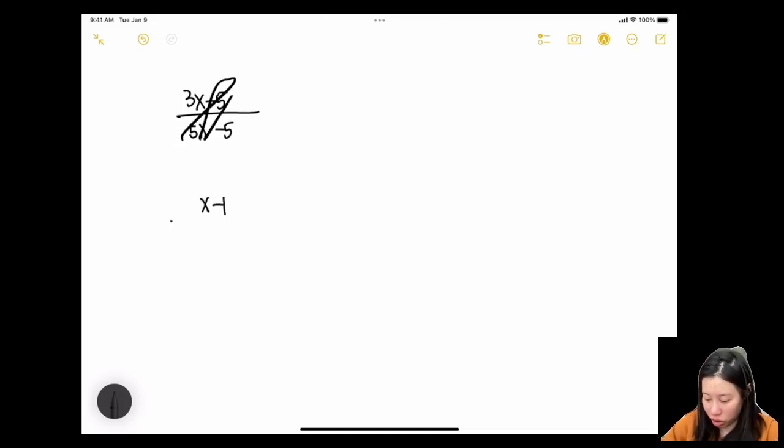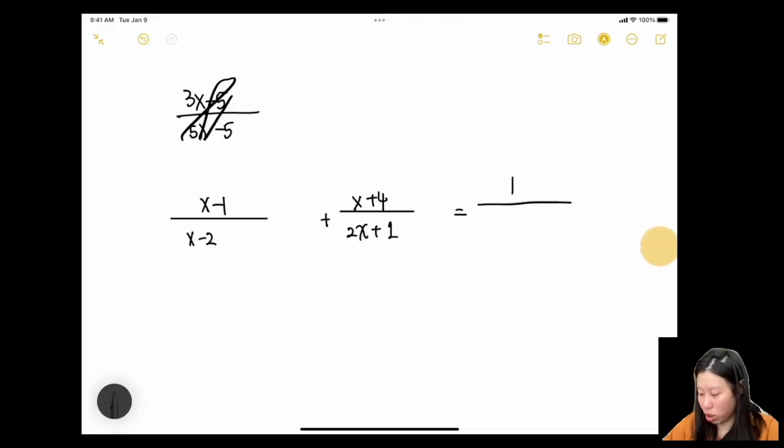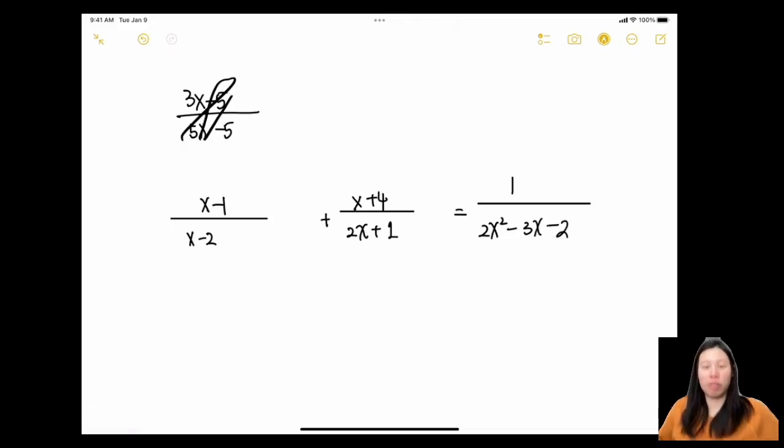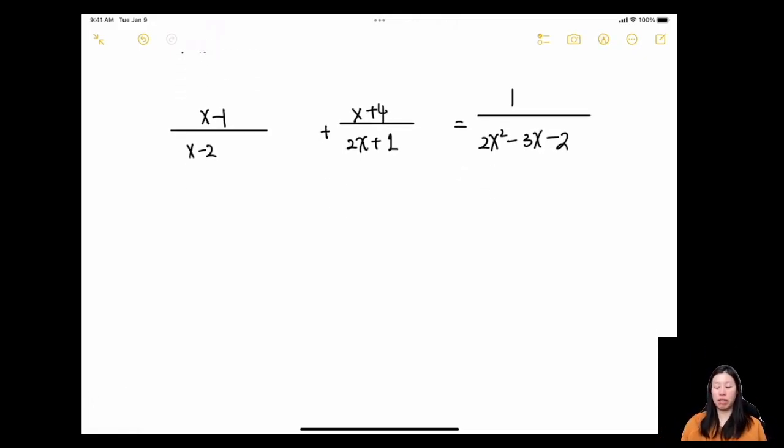x minus 1 over x minus 2 plus x plus 4 over 2x plus 1 equals 1 over 2x squared minus 3x minus 2. Okay, so for this one, we have 3 terms. We need to find the least common denominator.